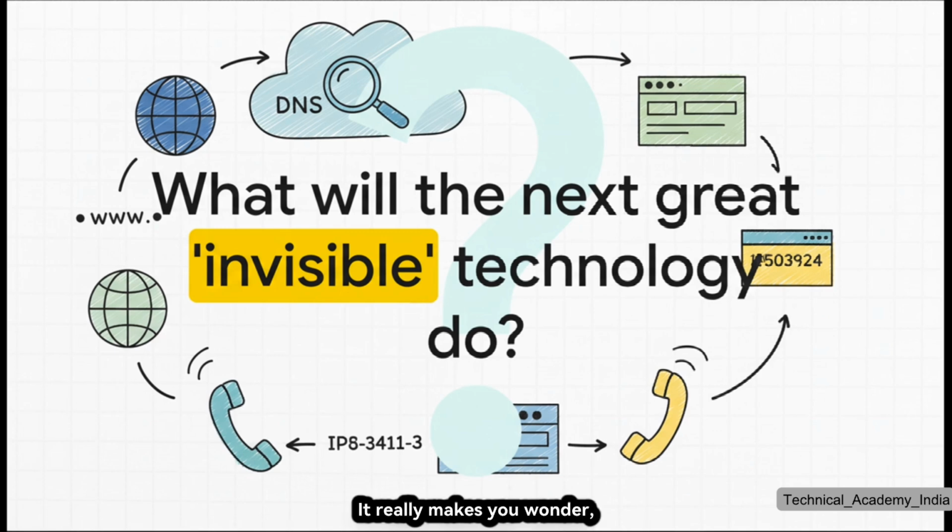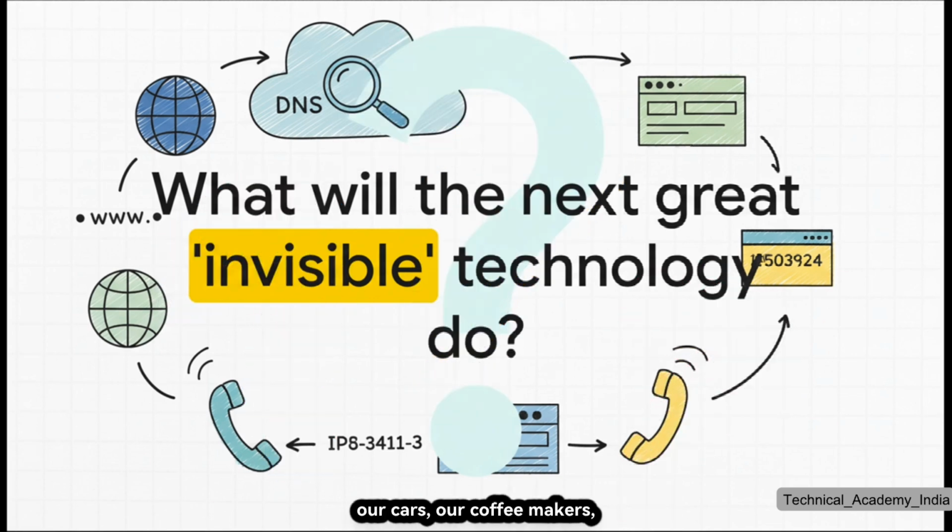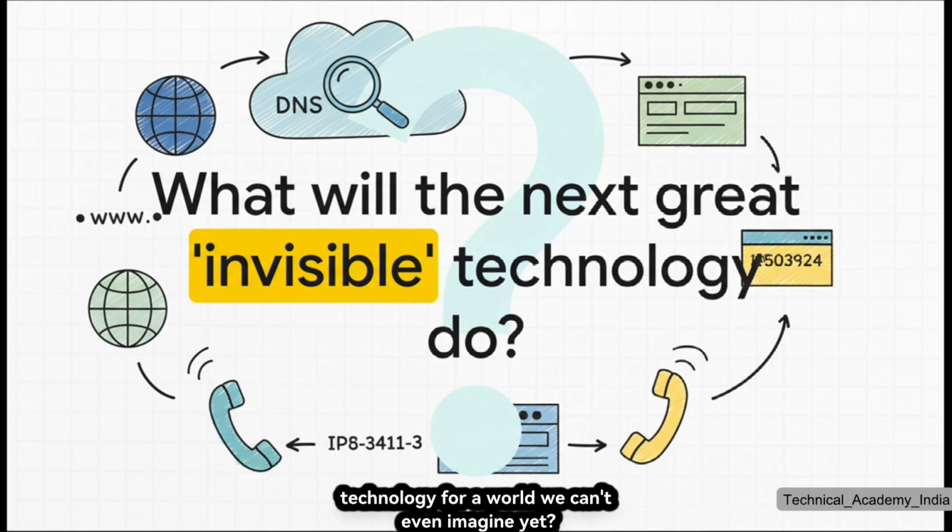It really makes you wonder. DNS was built for an internet of connected computers. But as we move to an internet of connected everything, our cars, our coffee makers, you name it, what's the next great phone book going to look like? What will be the next invisible technology for a world we can't even imagine yet?